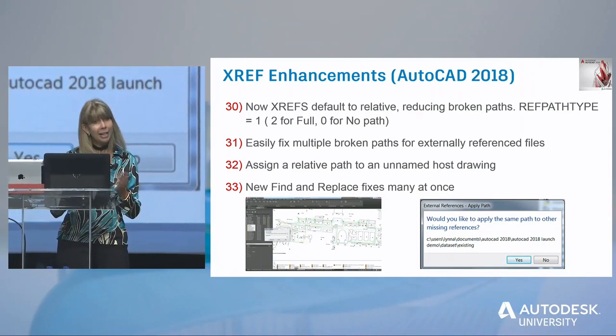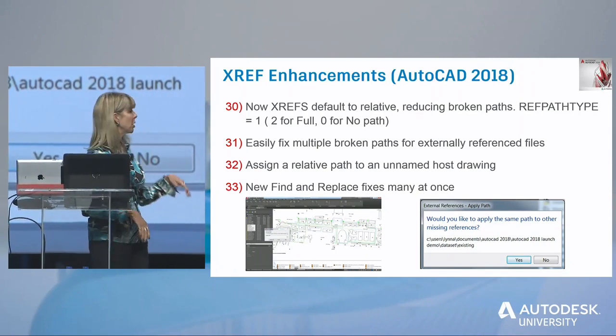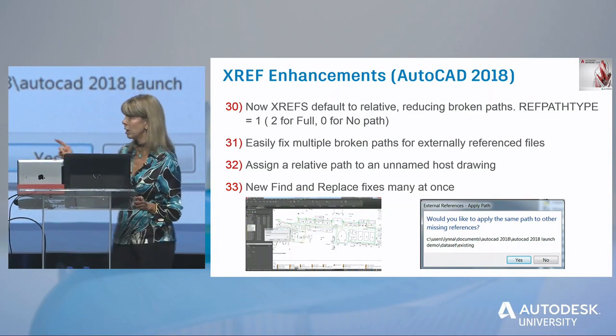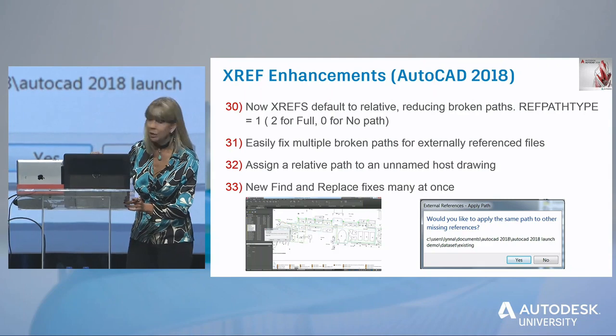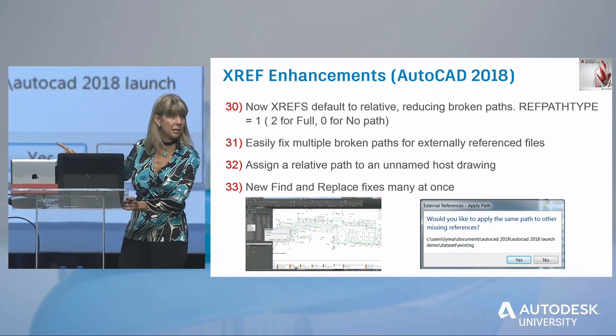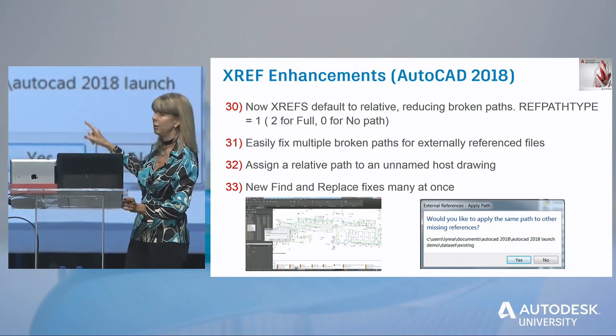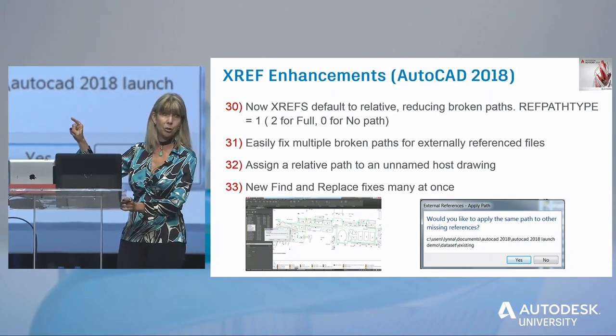All right. Now, if you don't like that, that doesn't work for you, there's a system variable, because we don't have enough system variables, called REFPATHTYPE. You can set that to 2 for full, or you can drive your CAD manager absolutely insane and set it to 0 for no path. It's up to you. But nevertheless, you have control over that.